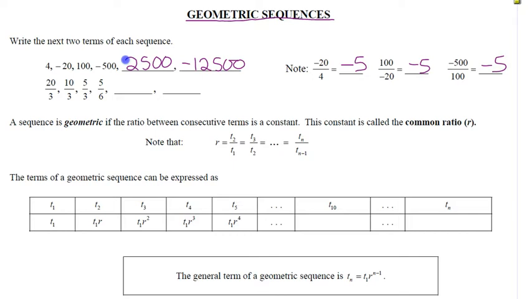-5. Okay, we got 20 over 3, 10 over 3, 5 over 3, 5 over 6. What's next? 5 over 12. And what's next? 5 over 24. What are we doing each time? How are we getting the next term? Dividing by 2. I prefer to think of it as multiplying by a half, right?